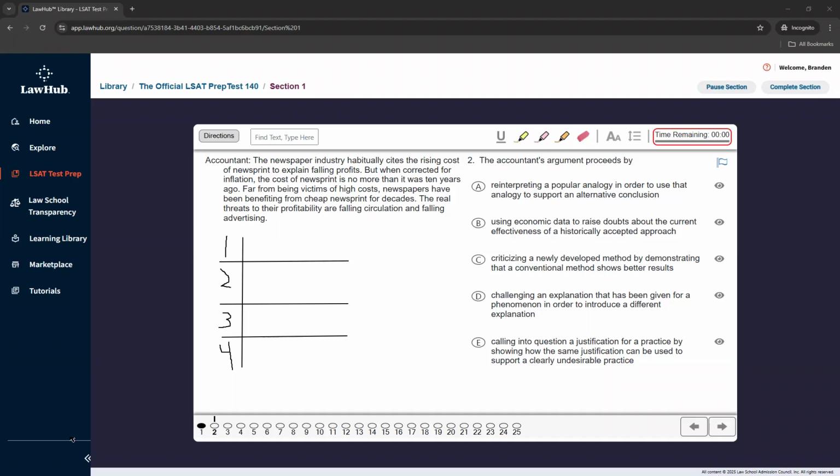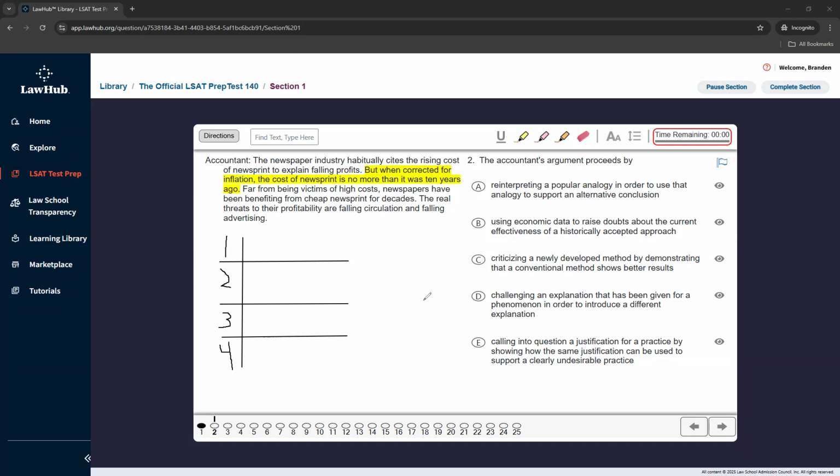So our question stem here denotes a method of reasoning because we're discussing how the author is proceeding. When we do these, the first thing we always want to do is highlight our main conclusion. For me, I tend to go with refuting statements, as more often than not, everything else is going to support that. So when we look at this, the newspaper industry habitually cites the rising cost of newspaper to explain, but when corrected for inflation, the cost of newspaper is no more than it was 10 years ago. And then everything else goes towards supporting this and explaining this.